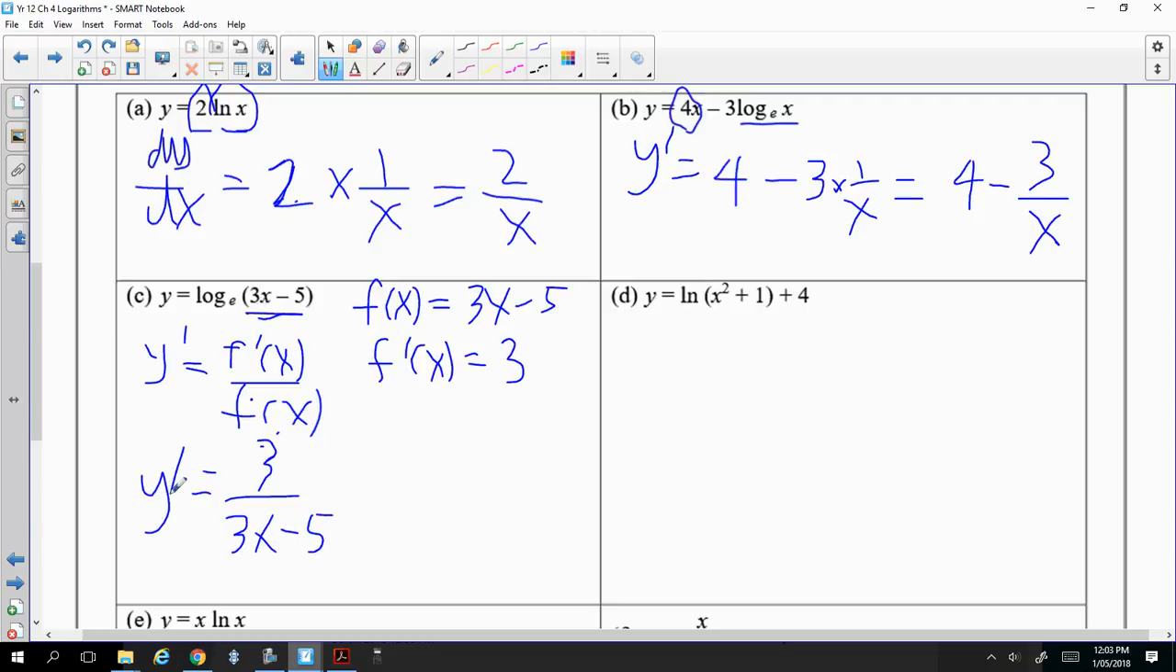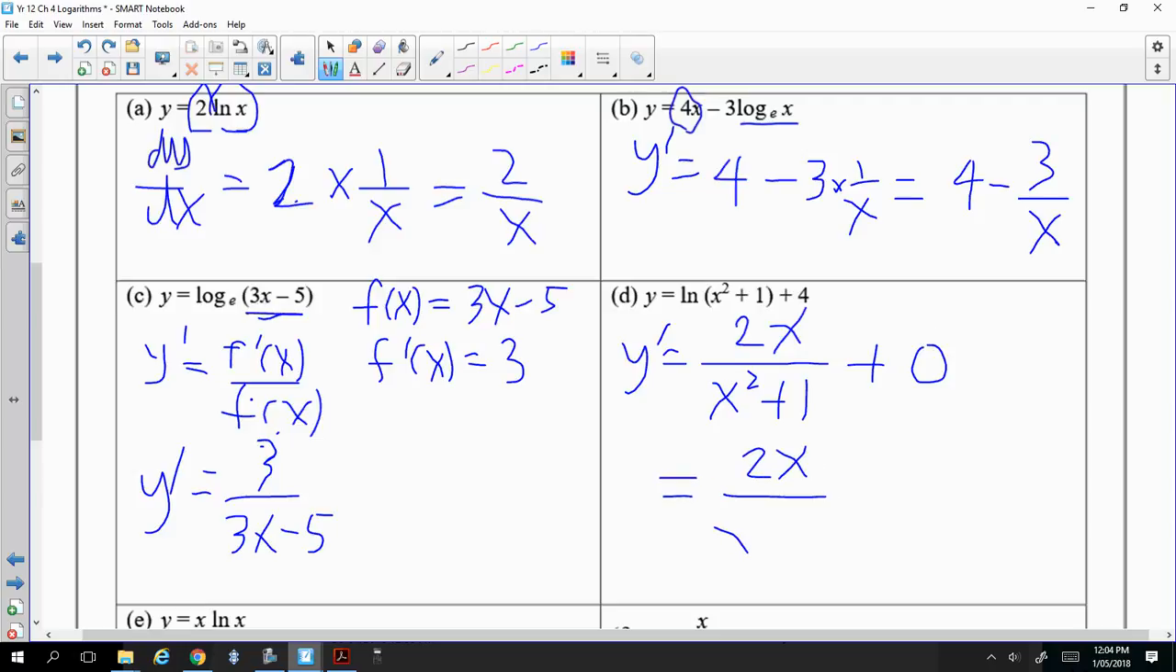Any questions? No? All right, let's continue. y dash, the next one. You don't have to do that step each time; you can just do it in your head. Write x squared plus 1 in the denominator. Find the derivative of the denominator, which is 2x, and the derivative of 4 is 0. Done. And then you just write 2x over x squared plus 1.